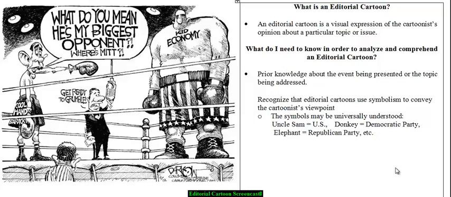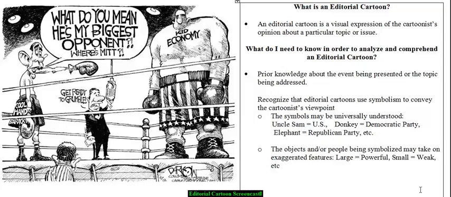For example, some symbols may be universally understood, such as Uncle Sam symbolizes the United States, a donkey symbolizes the Democratic Party, an elephant symbolizes the Republican Party. These are symbols that are universally found throughout many different cartoons. Now, there are other examples of symbolism within cartoons that we'll begin to take a look at that are more specific, but just be aware that some forms of symbolism are universally understood.